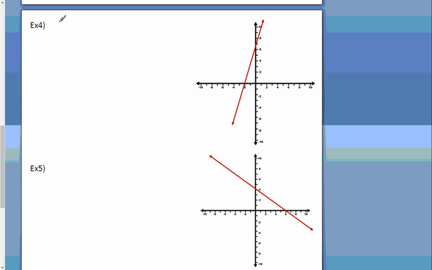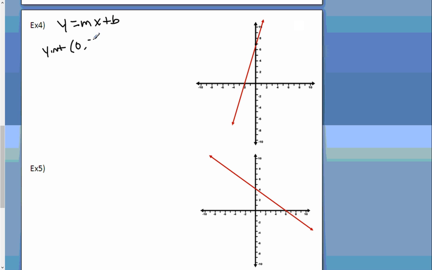Because what are the two things I need? Well, I need the slope, m, and I need the y-intercept, b, right? Let's do the easy thing first. Let's do the b number. Well, the y-intercept is where it crosses the y-axis. Well, that's easy. It crosses right there, which makes the y-intercept 7.